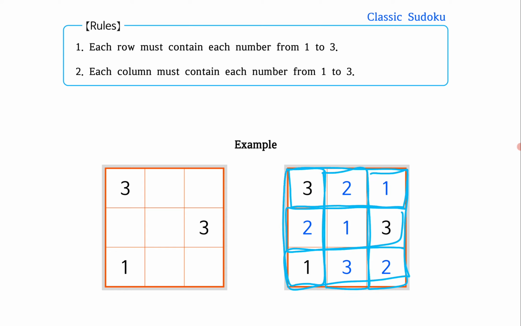Okay, so now if you notice in the example, you'll see that every single column and every single row has each number from 1 to 3. And each number only appears once, right? That's important. Okay, so those are the rules. Let's try a few examples now.